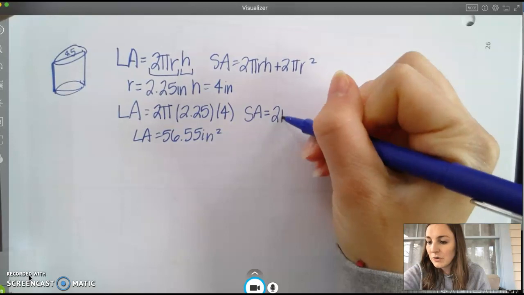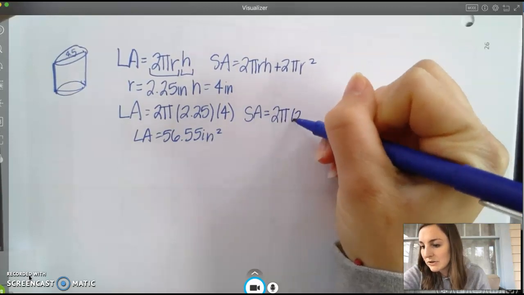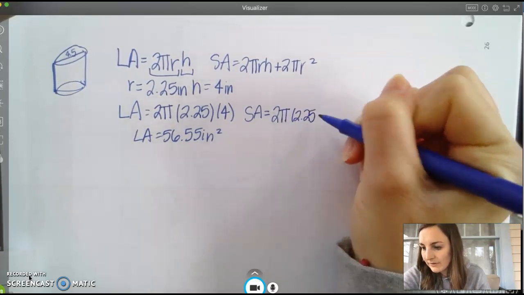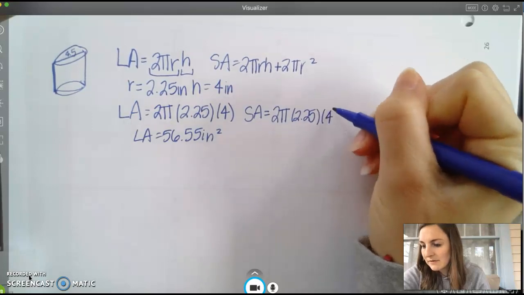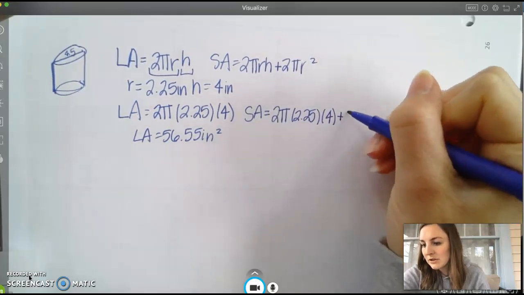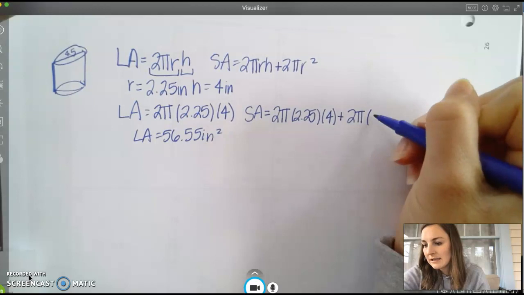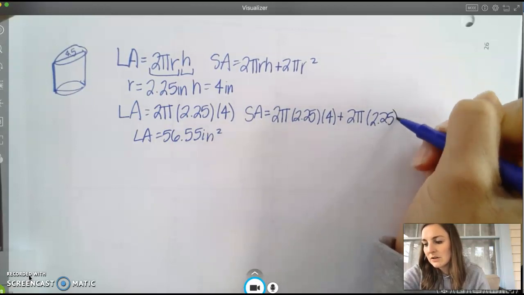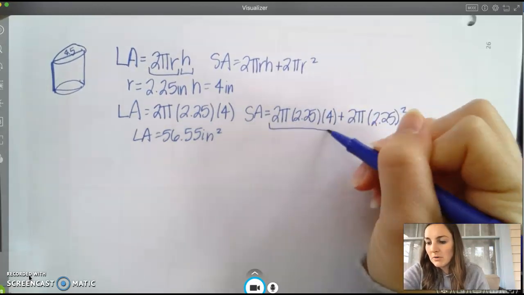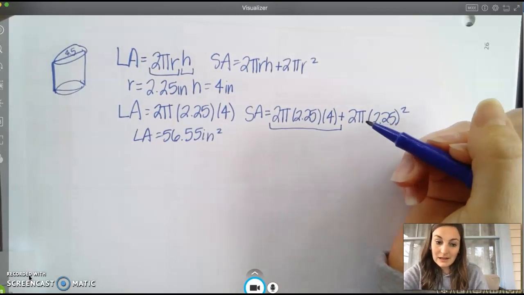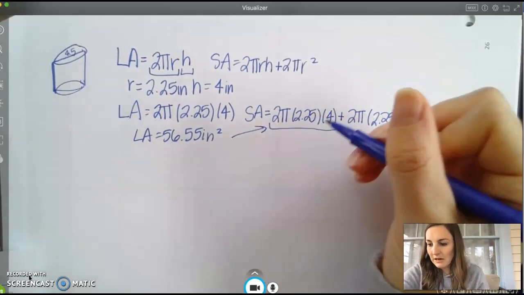And that is 2 pi. I know my radius is 2.25 and my height is 4. Plus 2 pi times my radius squared. Well, I already know what that is because that's my lateral area.